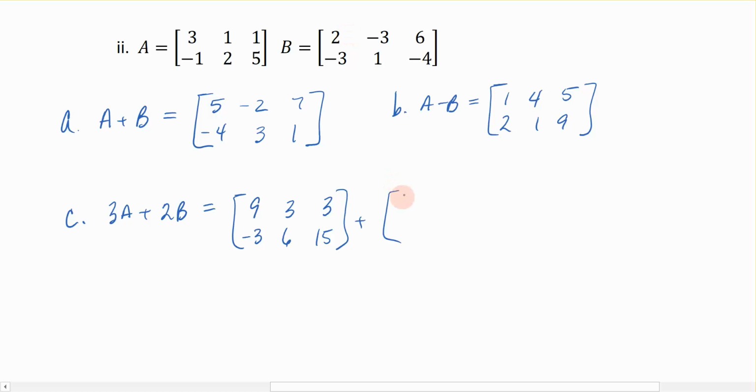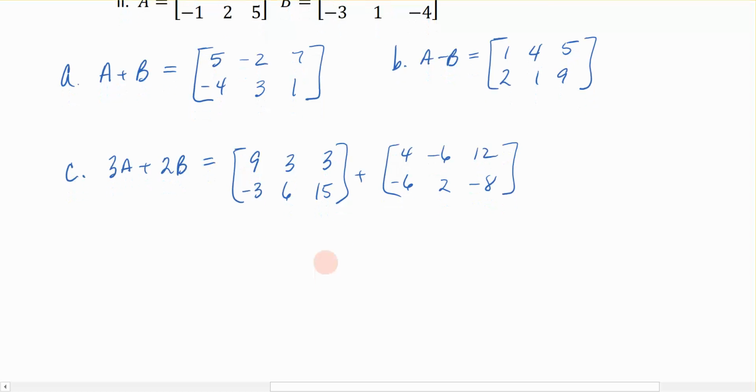So 2 times 2 is 4. 2 times negative 3 is a negative 6. 2 times 6 is 12. 2 times a negative 3 is a negative 6. 2 times 1 is 2, and 2 times negative 4 is negative 8 to finish off that matrix.